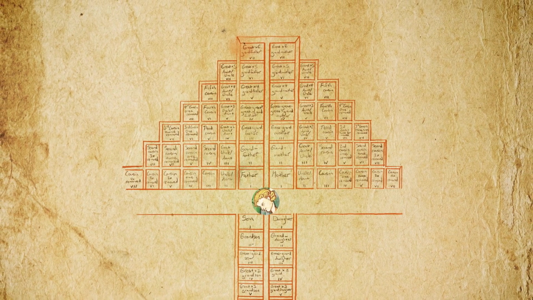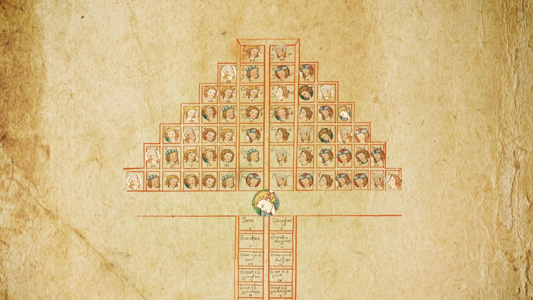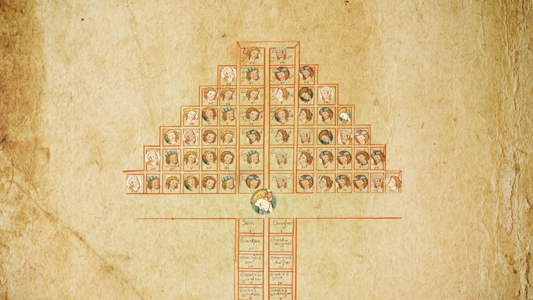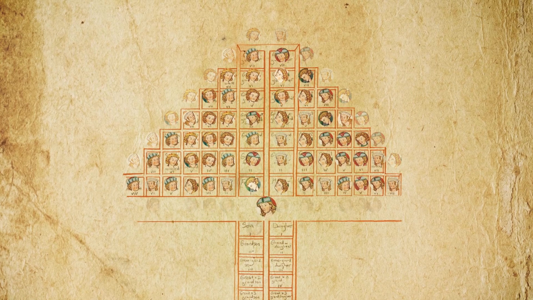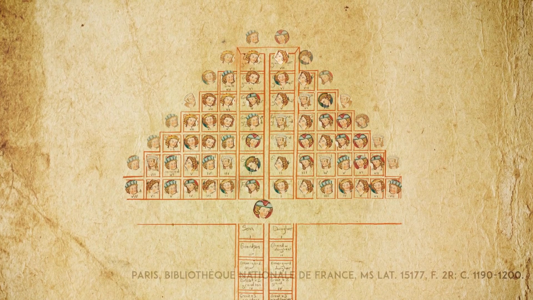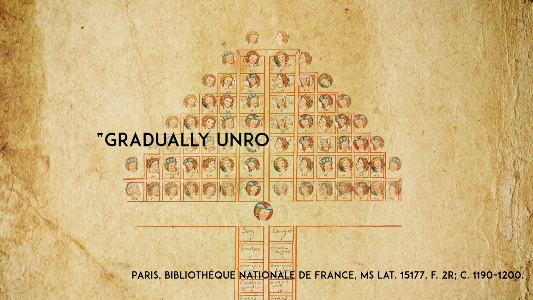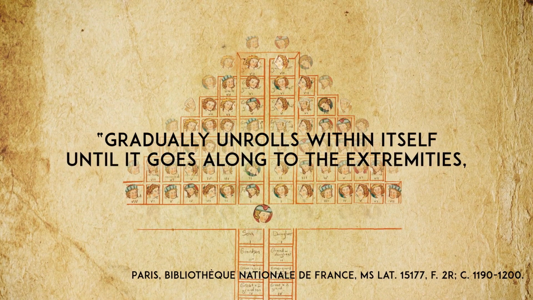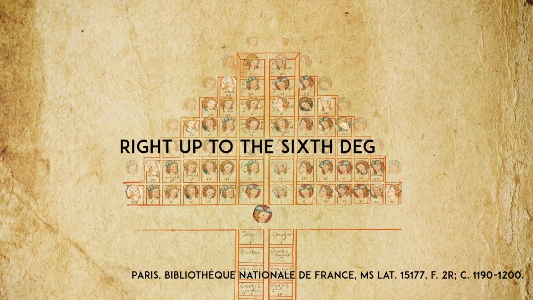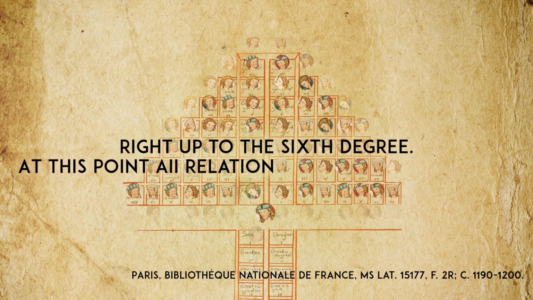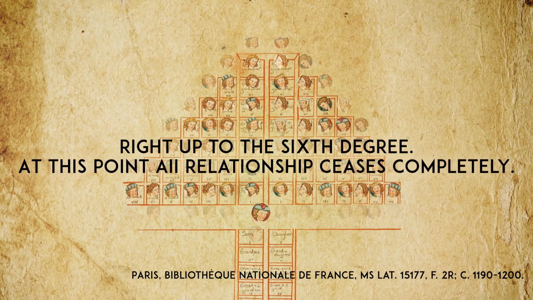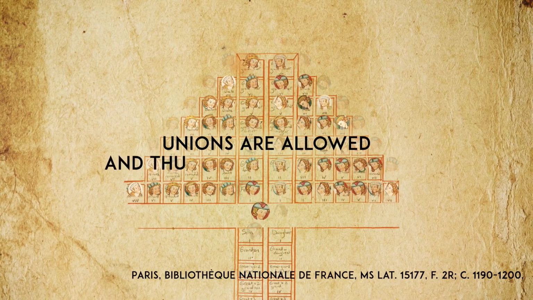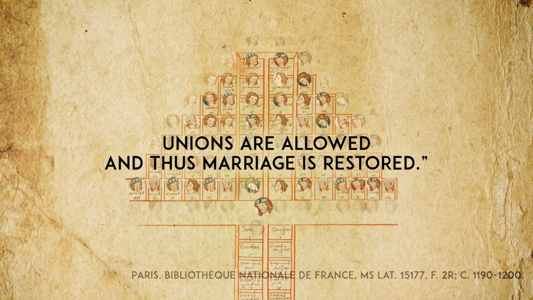Nearly all of these medieval diagrams are accompanied by commentary that invites readers to imagine the contents of the tree in motion. One manuscript notes that the tree gradually unrolls within itself until it goes along to the extremities, right up to the 6th degree. At this point, all relationship ceases completely. Unions are allowed, and thus marriage is restored.